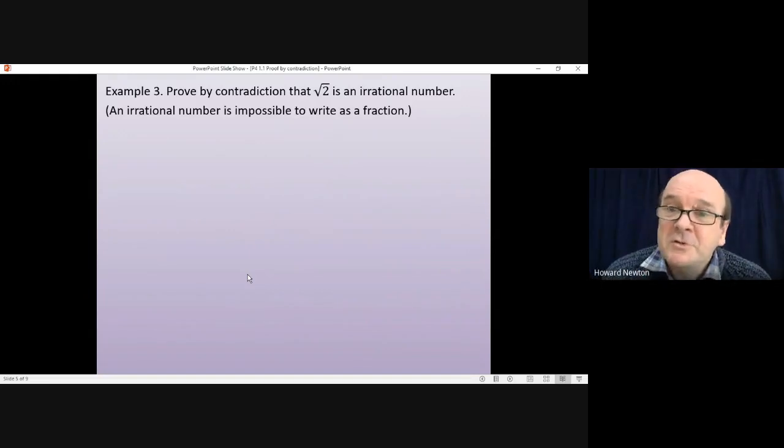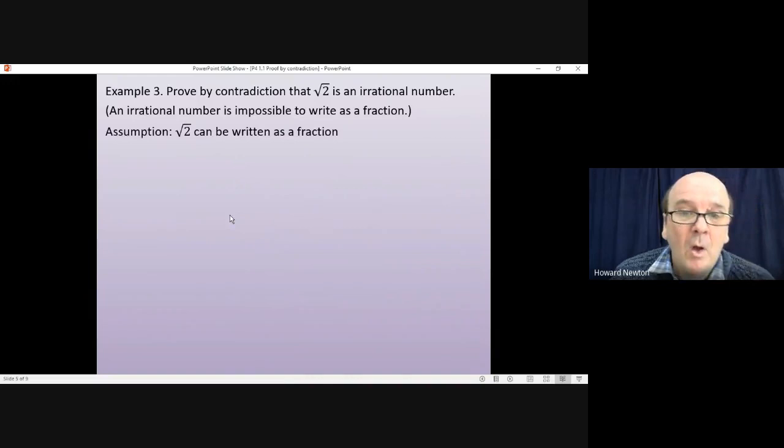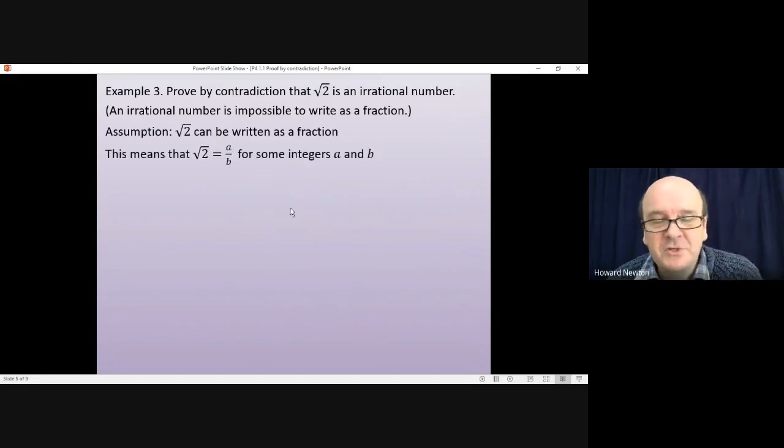So if the square root of 2 is an irrational number, there's no fraction which is exactly the same as the square root of 2. How do we write that down? Well, first of all, we assume the opposite thing. So we assume that the square root of 2 can be written as a fraction. And if it can be written as a fraction, that means that the square root of 2 is equal to a divided by b for some integers, a and b.